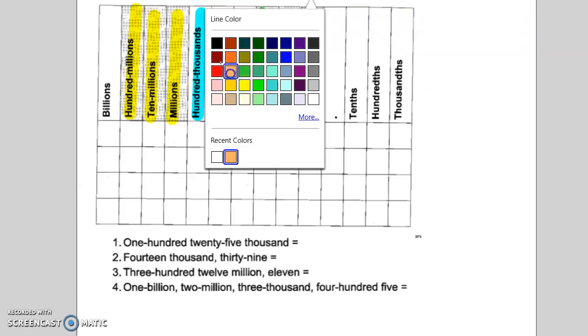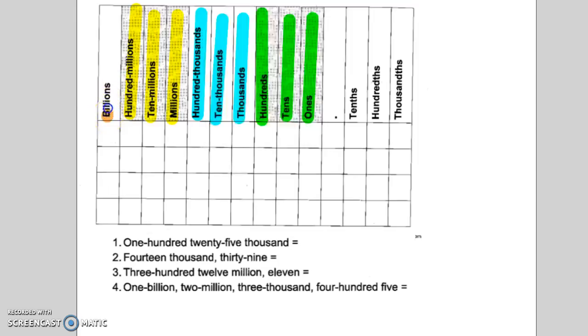I'm going to choose another color to mark my billions period. I only have one of the billions place values listed here. The next parts of the billions period would be 10 billions and 100 billions. So let's review. We're going to go way back to the hundreds period.